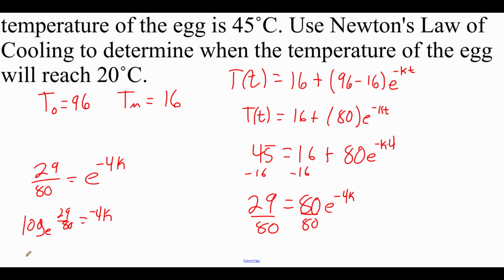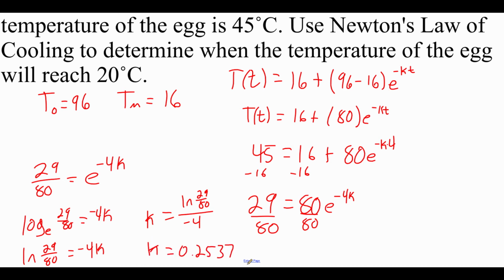Now log base e is a natural log, so this is the natural log of 29 over 80 equals negative 4k. Then I'm going to divide that negative 4 over to the other side. So we're going to get a k value of the natural log of 29 over 80, all divided by negative 4. Now when we type all of that into our calculator, we should end up with a k value of about 0.2537 approximately.